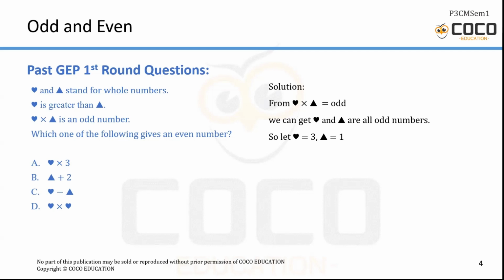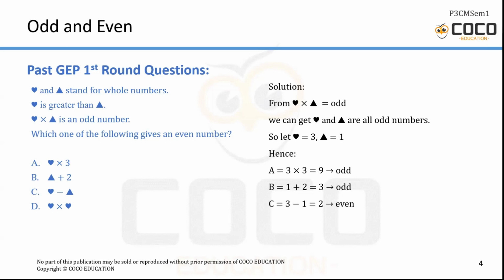So let's check options A, B, C, D. We can do the calculations already. For option A, it's heart times 3. So it's 3 times 3 equals 9. It's an odd number, but the question wants you to find the even number. So we cannot use option A. Okay, option B is triangle plus 2. So it's 1 plus 2 equals 3. It's an odd number. We cannot choose B.